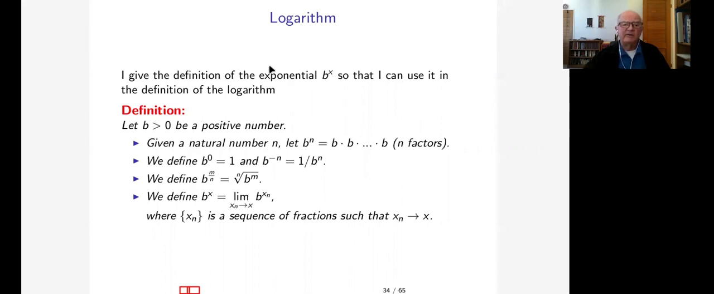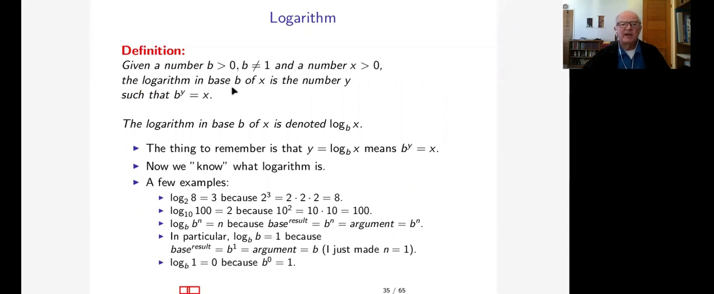So here, I'm giving the formal definition. I put the title logarithm because that's my aim, but I'm really giving the formal definition of an exponential function, b to the power x. And the way that's defined is we know what b to the n means when n is a natural number. It just means multiply b by itself n times. B to the zero is defined as one, and b to a negative number is defined as one over b to the n. B to a fraction is defined like this, and then b to the x is defined as the limit of b to the xn, where xn is a sequence approaching x. So this is the formal definition, but never mind that, just pretend that b to the x is something familiar, and it's the exponential function.